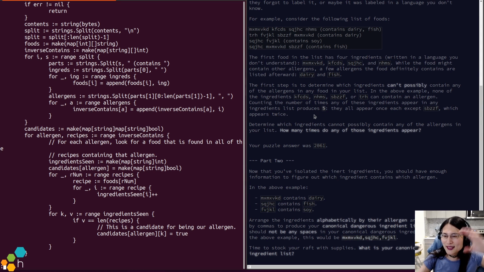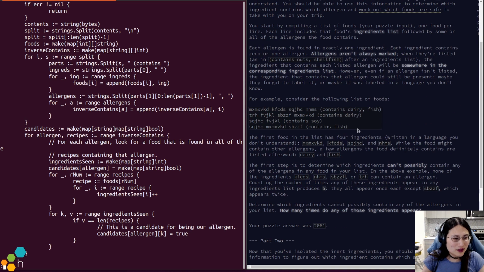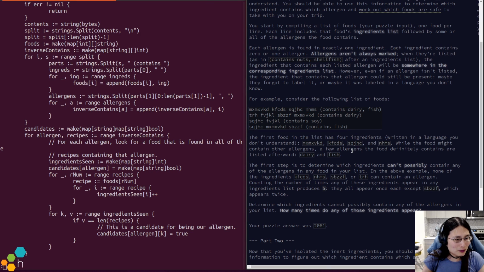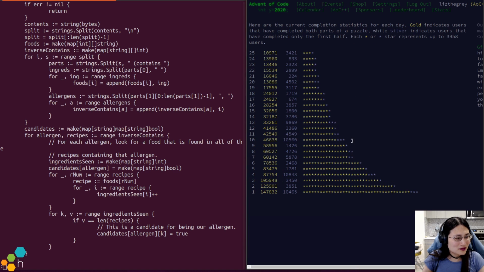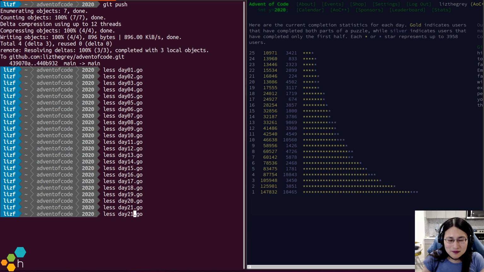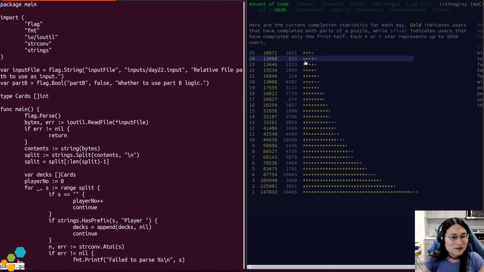So a lot of people got tangled up in the prose, whereas I happened to be able to parse that and figure out, based off of the example, how they were able to figure out that KFCDS didn't contain an allergen. Okay, and then after that, it was another one of those. You have 5 constraints and 5 items, and the first constraint matches exactly one thing. The second one narrows it down to 2 things, and so forth.